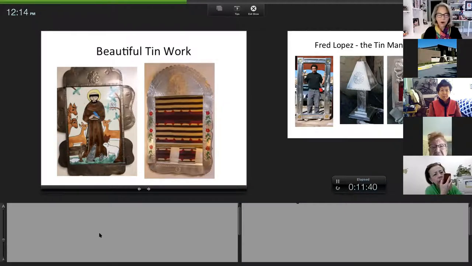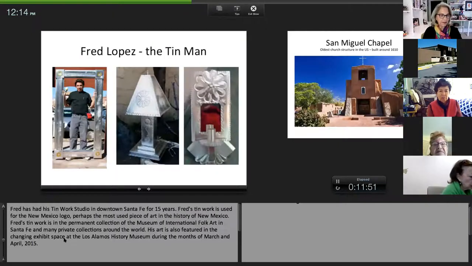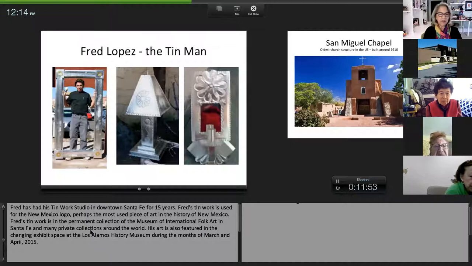So there was a little card on the counter, and they said that all the tin work had been made by Fred Lopez, the tin man, and they had a phone number. So I called Fred and told him how much I loved his work and asked, could we bring our group to visit his studio? And his studio was actually just across the street from the hotel. So we arranged to visit him in a teeny tiny space, but crammed full of his beautiful hammered tin.